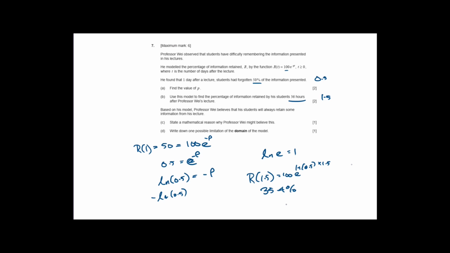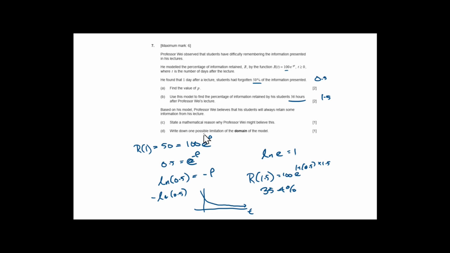So based on this model, Professor Away believes the students will always retain some information from his lecture. That's hopeful thinking. State a mathematical reason why he might believe this. Well, it's an exponential function, so when we come to graph it, where this is time, it's going to kind of look like that. It's going to be asymptotic. So it's going to get closer and closer and closer to 0, but never quite get there. And that's why.